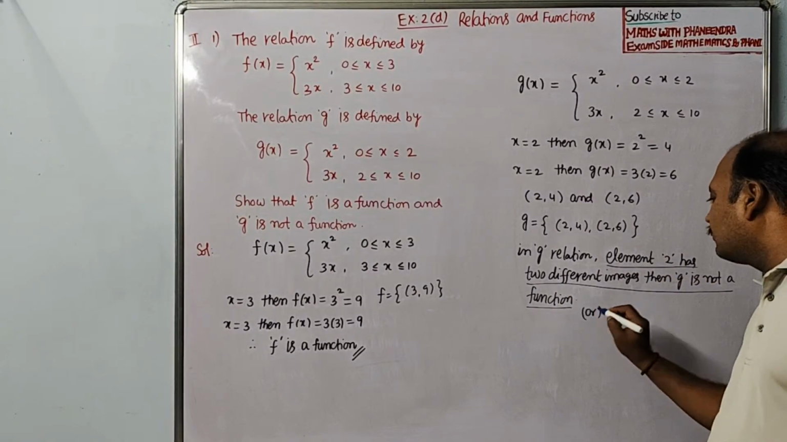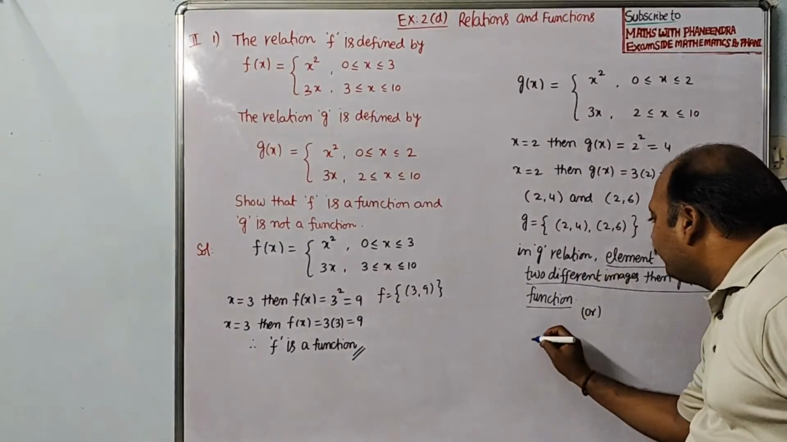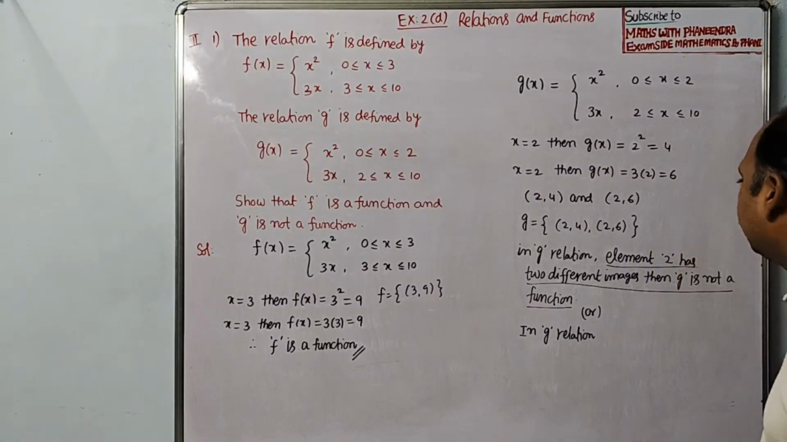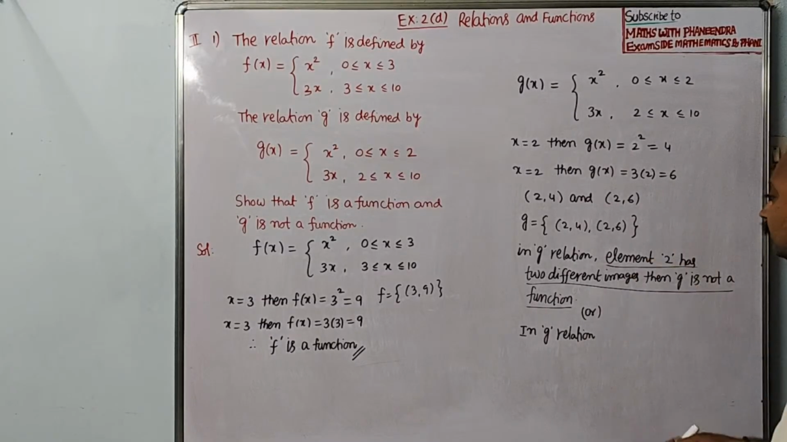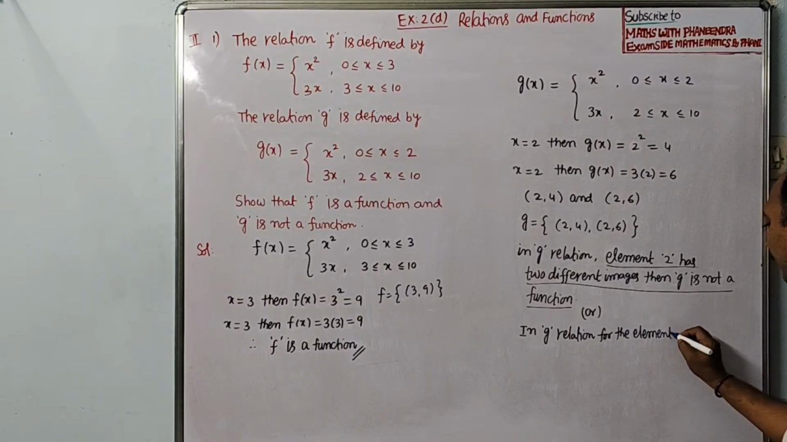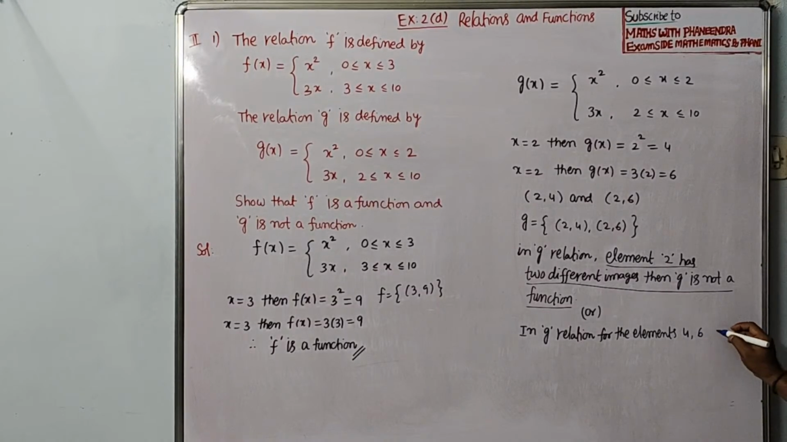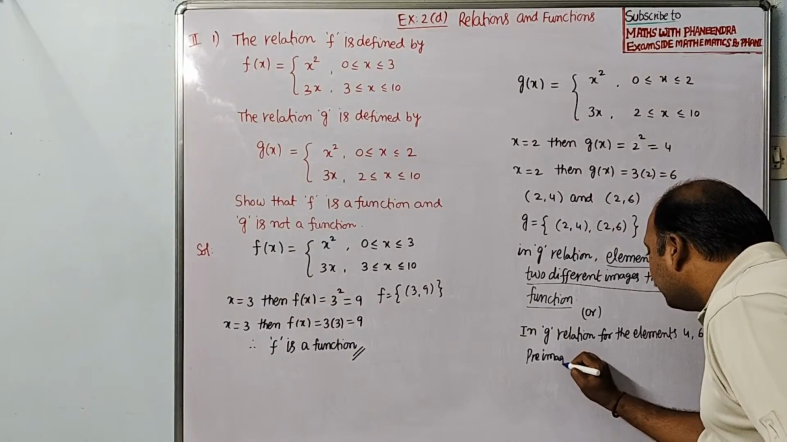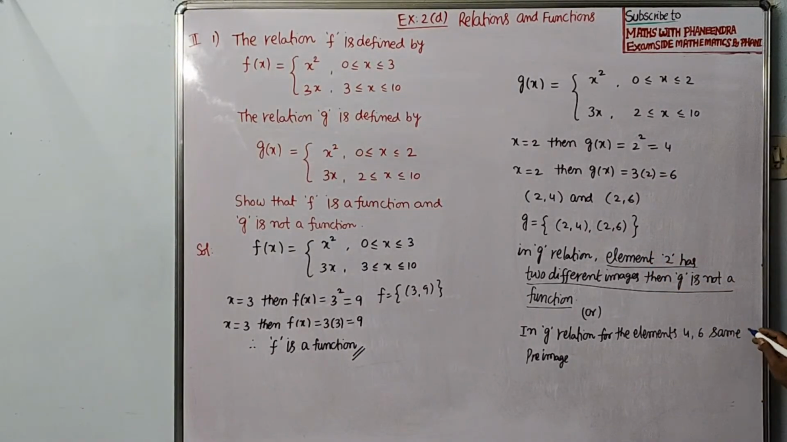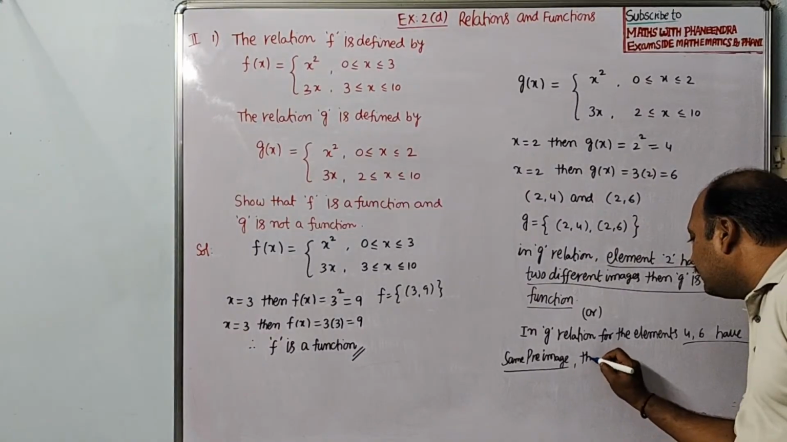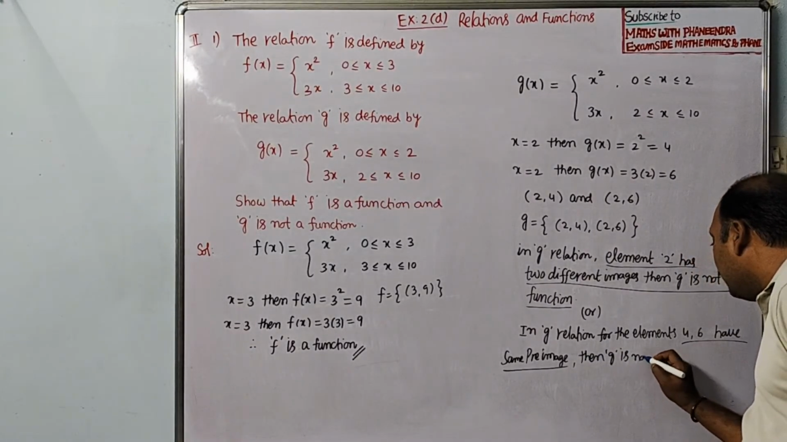Otherwise we can write like this. In G relation, for the elements 4 comma 6, the same pre-image is there. 4 comma 6 have the same pre-image, then G is not a function. It's not a function.